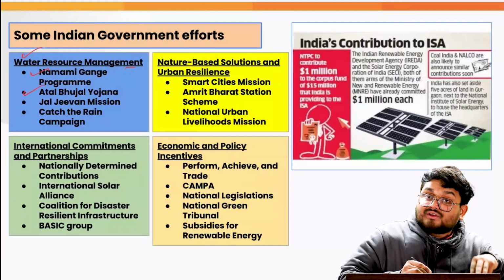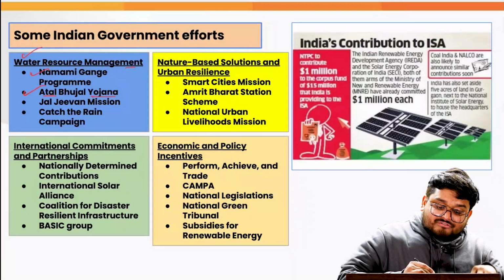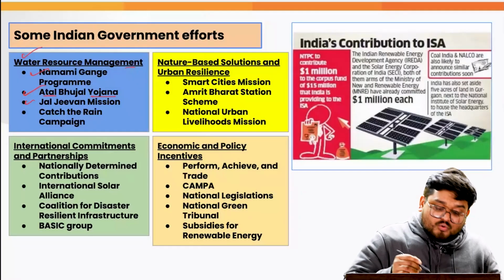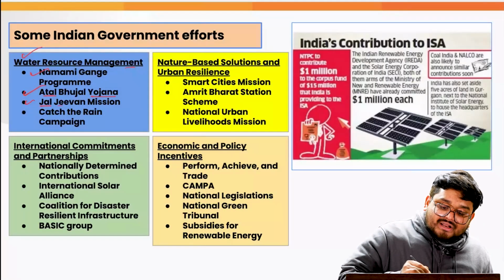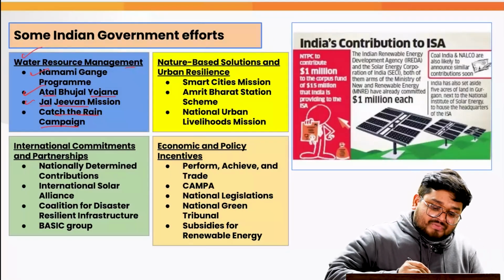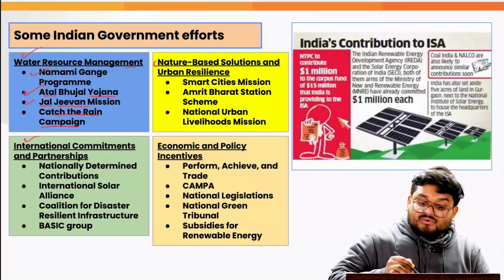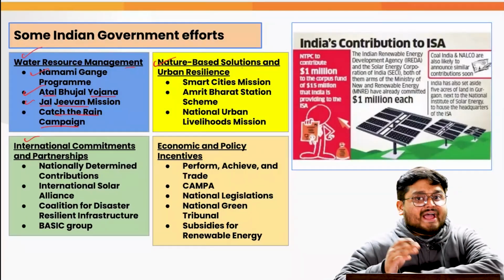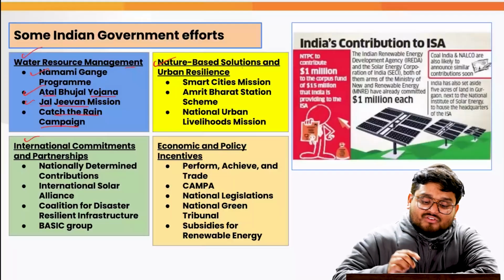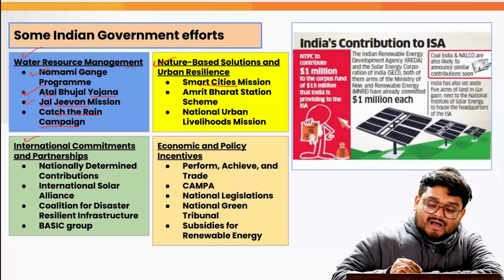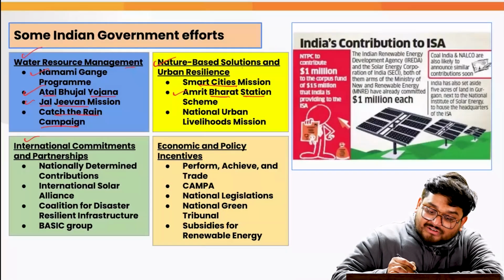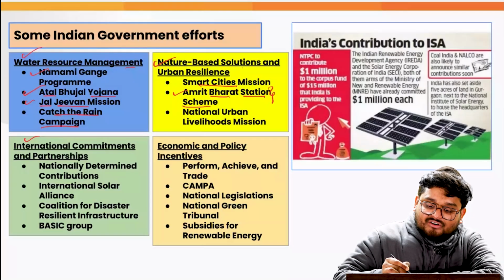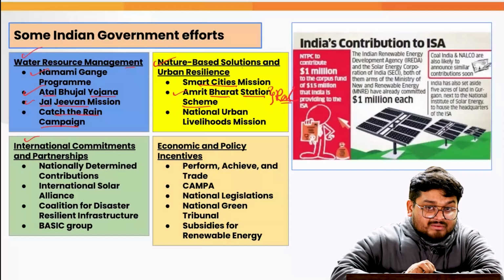We have the Atal Bhujal Yojana for the protection of groundwater. We have the Jal Jeevan Mission and the Catch the Rain campaign. With reference to nature-based solutions and urban resilience, we have the sustainability aspects of the Smart Cities Mission and the Amrit Bharat Station initiatives of the Indian Railways, which is trying to promote sustainable railways.